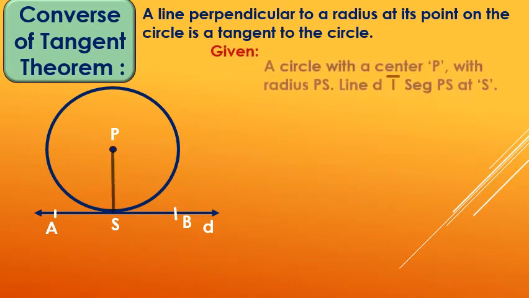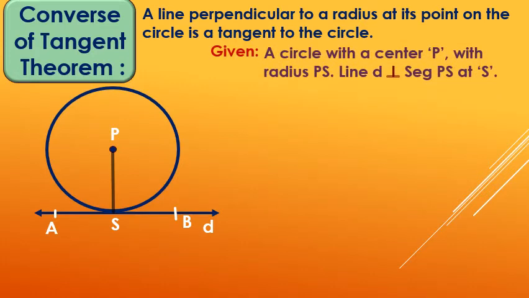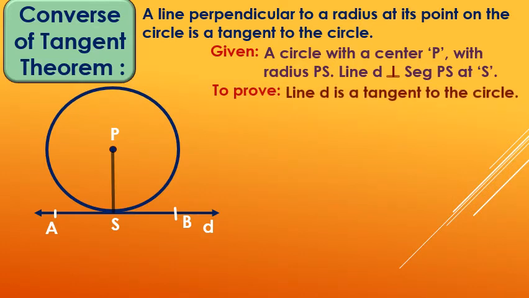Okay. Again, given, what is given here? A circle with a center P with radius PS. Line D is perpendicular to the segment PS at S. It is converse. Correct? Whatever we learnt in the tangent theorem, there radius is perpendicular to the tangent. Here we are telling that the line or the tangent is perpendicular to the radius. Okay, proof. To prove line D is a tangent to the circle.